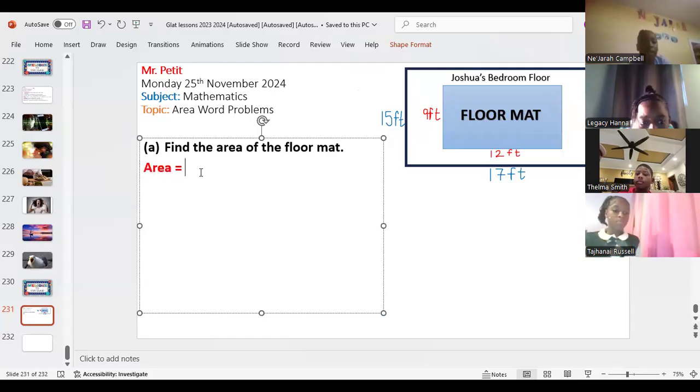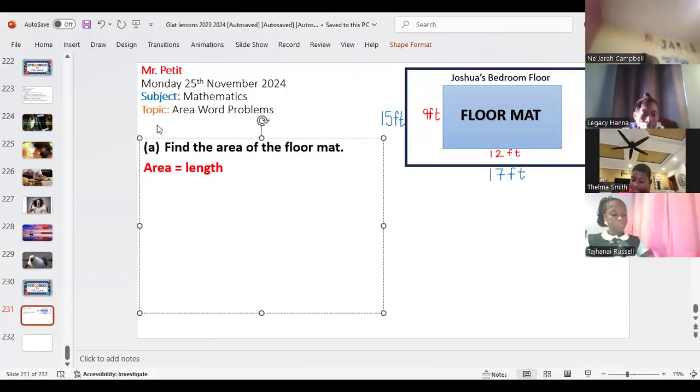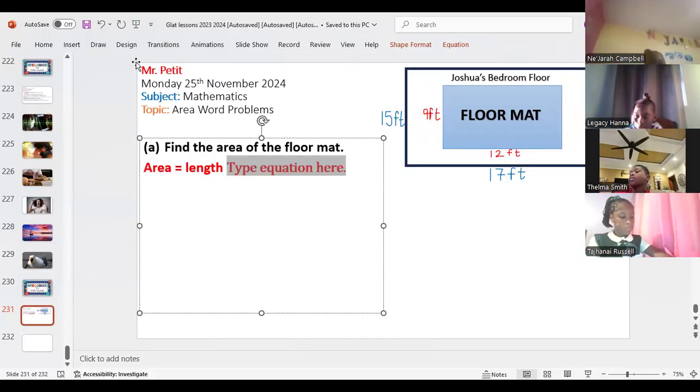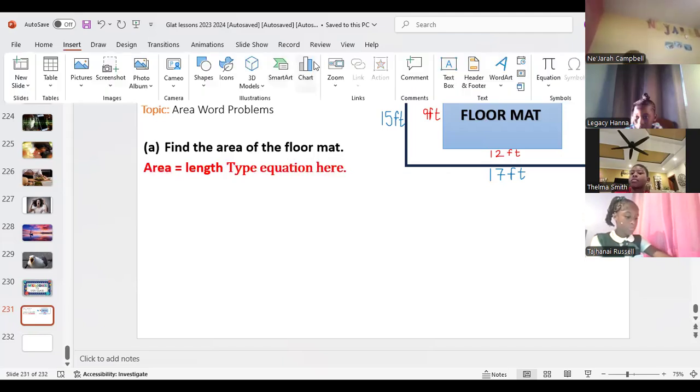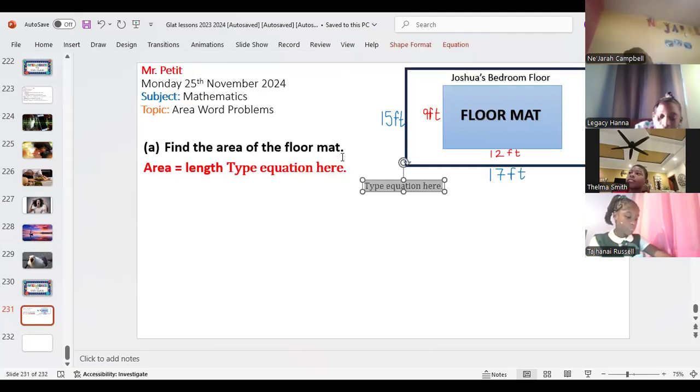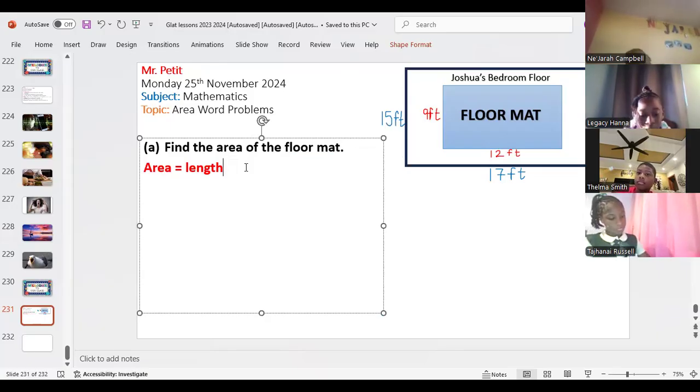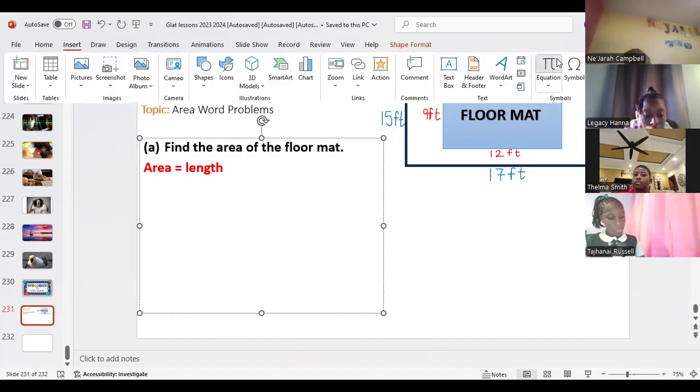Length times width. All right, so it's going to be length times width. I think I did this before. So the area is going to be the length multiplied by the width. I should put the multiplication symbol there. That's the area of a rectangle, any rectangle.